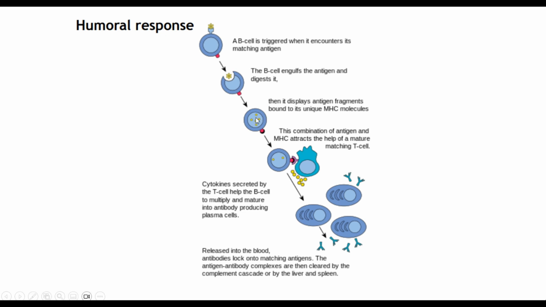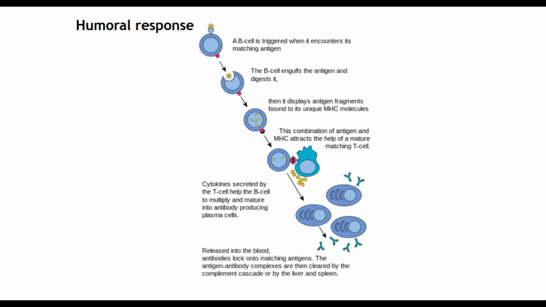So it basically fragments here and it sticks onto the MHC molecules. As you see there, the antigen gets stuck there. This combination of antigen and MHC is going to attract a mature matching T cell. So these T cells, like the helper Ts, are going to come through, see this situation and assist it. It's going to bond onto the B cell, and that's going to help stimulate clonal expansion and cloning, yeah.